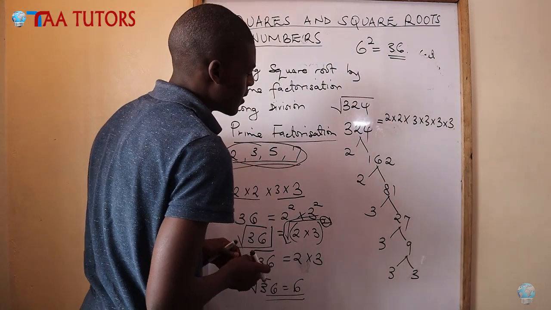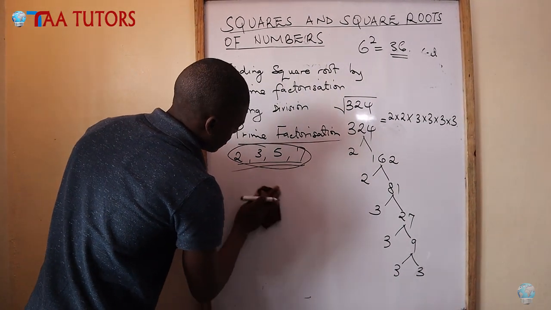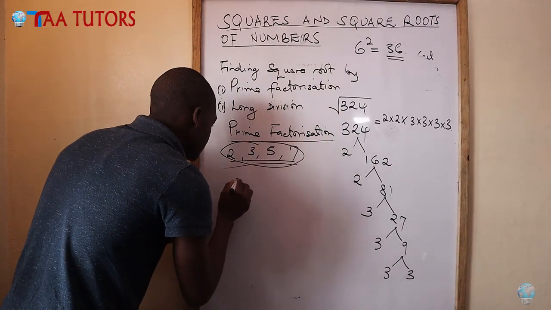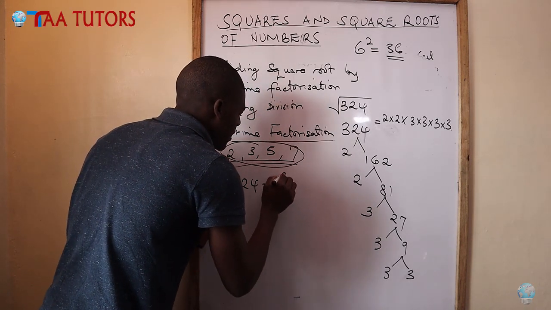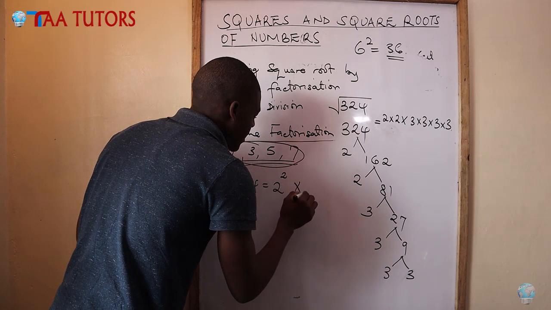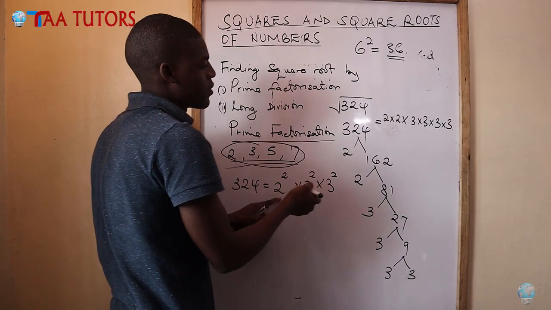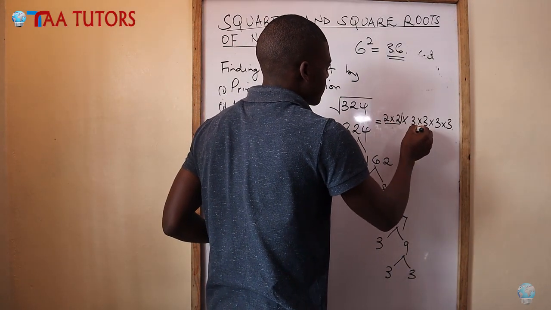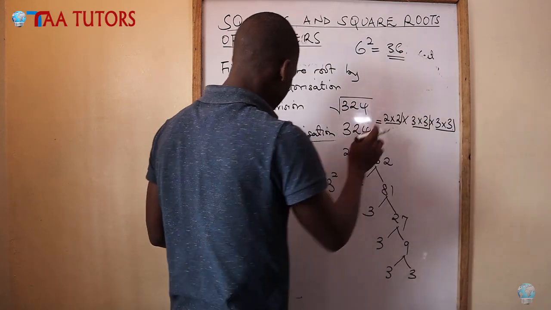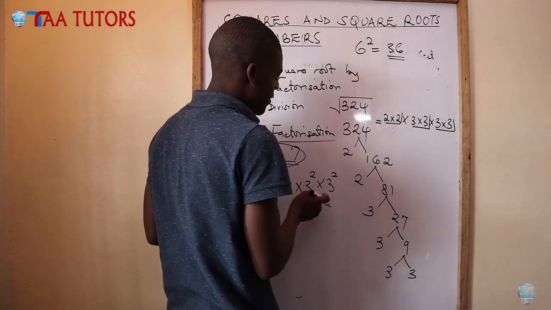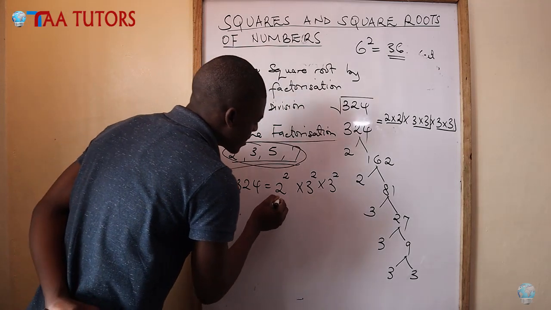From there, we have 324 to be 2 squared times 3 squared times 3 squared. Why I'm writing this is because I'm pairing. So 2 times 2 is like 2 squared. 3 times 3 is another 3 squared. Then that one also brings 3 squared. We can say that 324 is given by this.